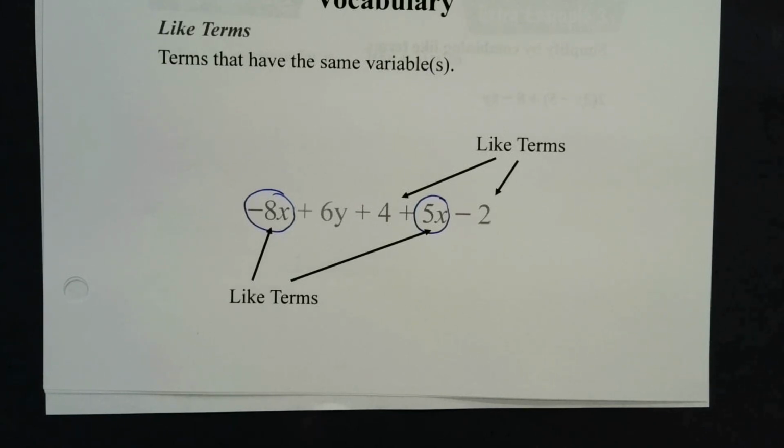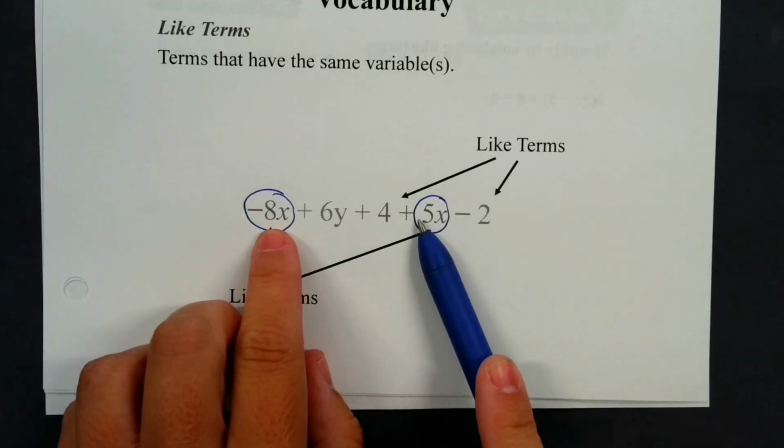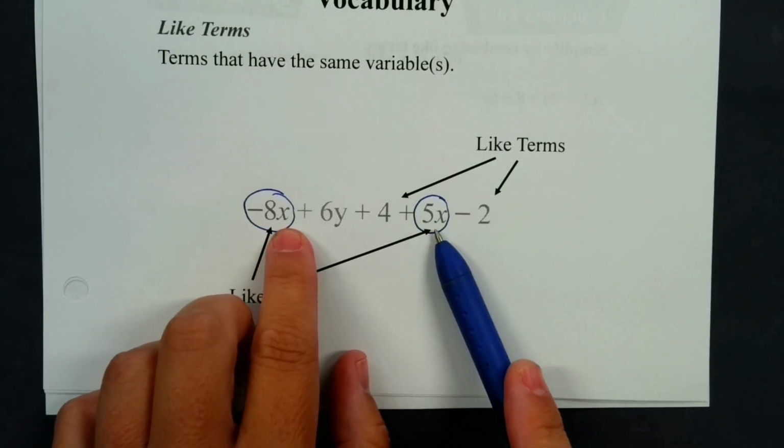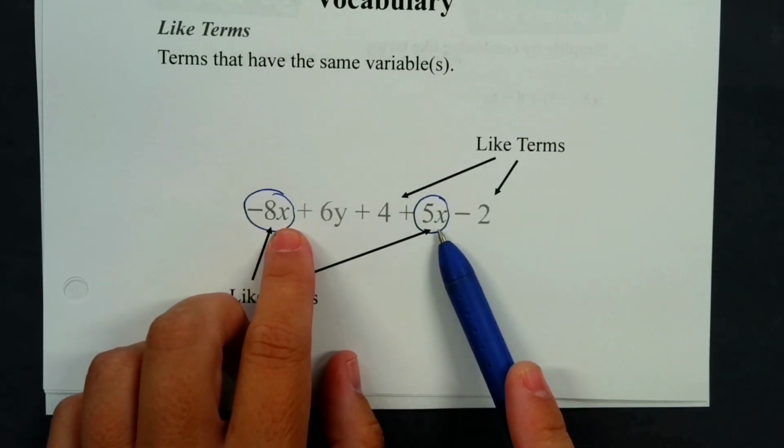Negative 8x and 5x. Why are they like terms? What do I keep stressing when I say that? X. They both have an X. That's why they're like terms. I don't care what number's in front. I don't care if it's a positive or a negative. They have the same variable. That makes them like terms.